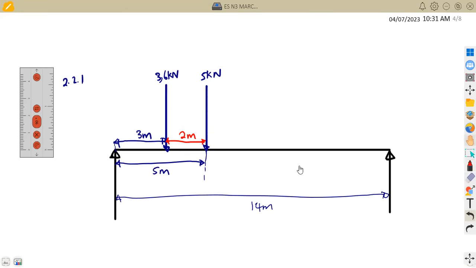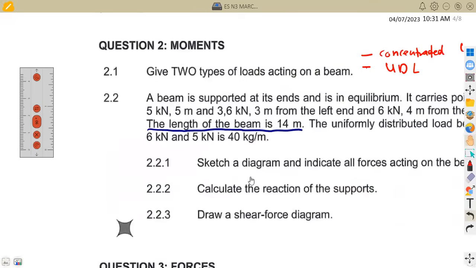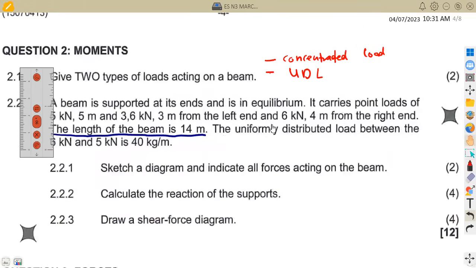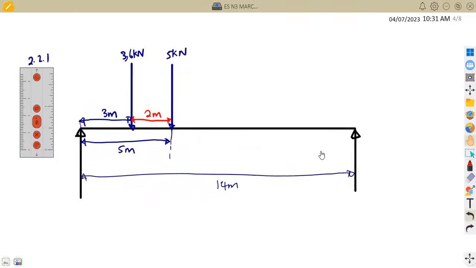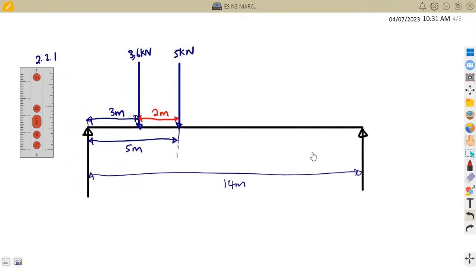All right, let's check the other part. Then 6 kilonewton, 4 meters from the right end. So there's 4 meters from the right. Okay, so from the right side here, this is our right side. So we've got 4 meters that we are going to take. But remember, this is 14. So this 5 here plus the 4, it is going to give us 9, which means we haven't covered 9 meters. So there's a distance that is going to remain in between.